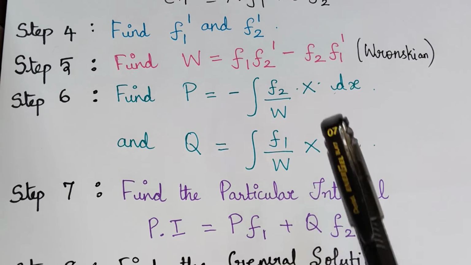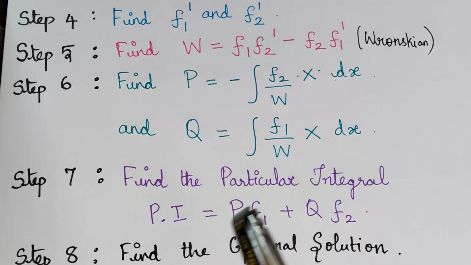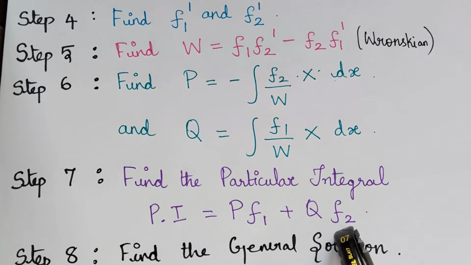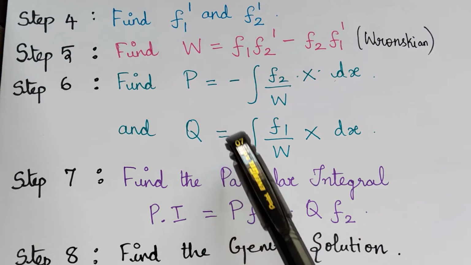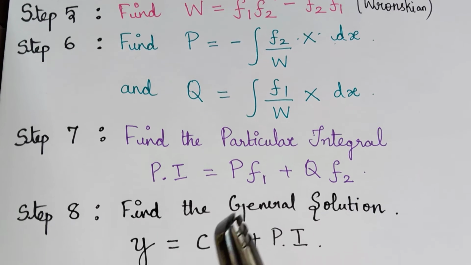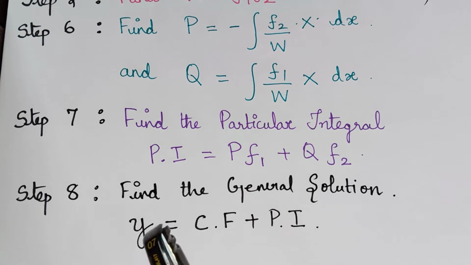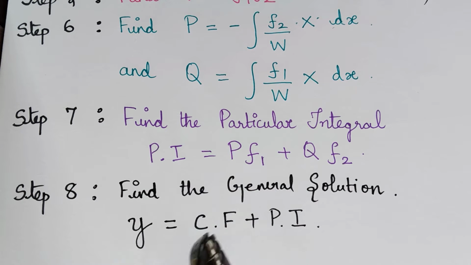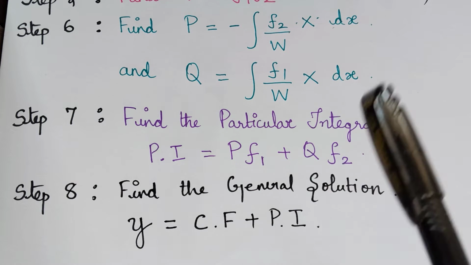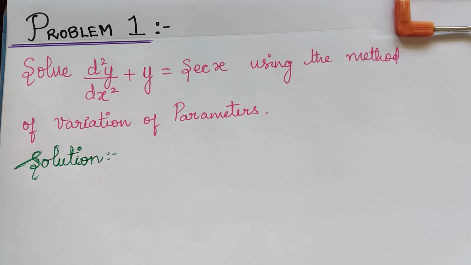After finding these two, we have to find the particular integral by substituting them over here. The particular integral is equal to Pf1 plus Qf2. We substitute the values of P and Q over here, and finally by adding the complementary function and the particular integral, we get the general solution. Now we shall solve a problem in order to understand these steps. So here we have problem 1 under this topic.